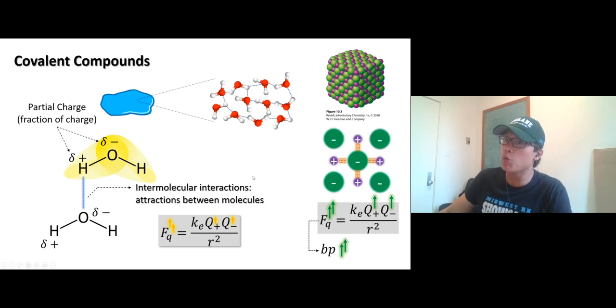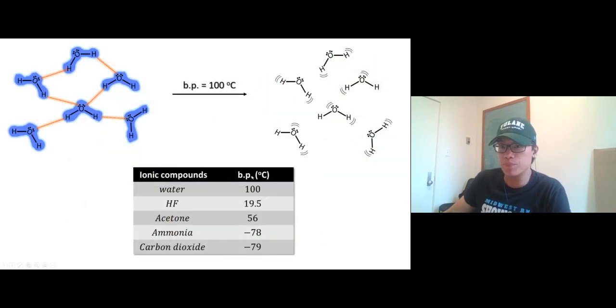And to show you it's really weaker, let's take a look at the boiling point. In an ionic or metallic compound, the boiling point is like 1,000 degrees, right? In a covalent compound, it's only around 100, or 19.5, which is much lower.